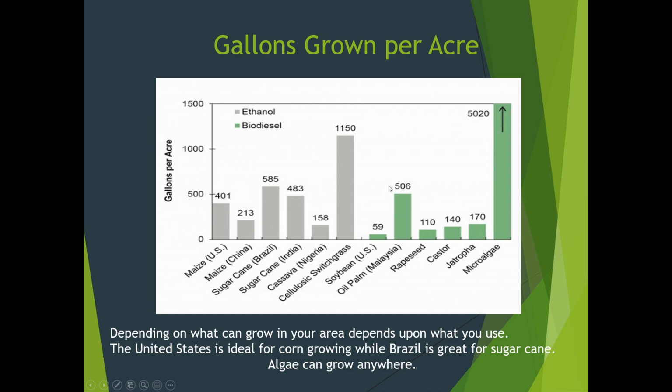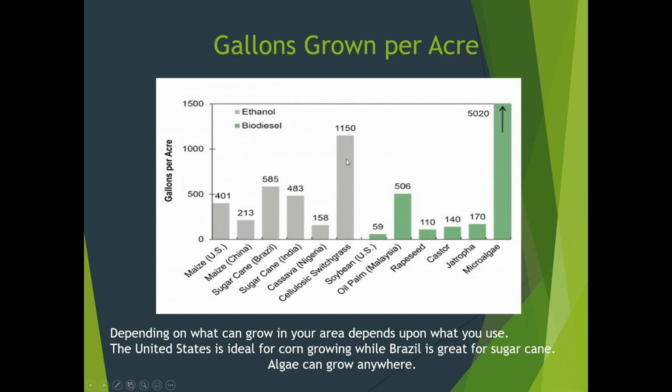Okay, you're getting about 506 gallons per acre. Soybeans, you only get about 59 gallons per acre, but here you get 5,020 gallons per acre of microalgae. That is just amazing, and it goes up, depending on how well you actually grow them. But you can see here also the cellulosic switchgrass, you get 1,150 for ethanol. So that's a good bang for your buck per acre.